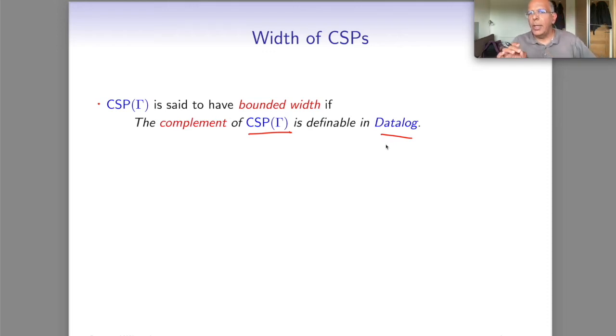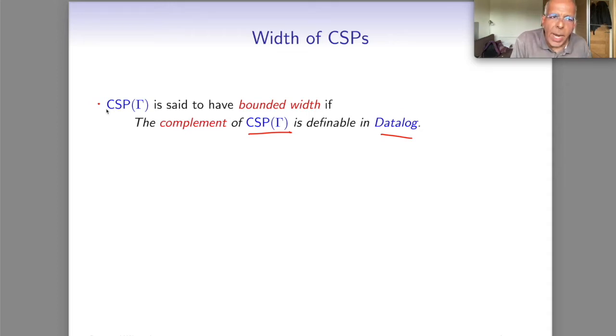Datalog you can think of as the extension of the existential positive fragment of first order logic by a mechanism for taking least fixed points. In that sense, it's a fragment of fixed point logic, which is what we're really interested in. And it's in some sense the existential positive fragment of fixed point logic, which means in particular that in Datalog you can only define classes of structures that are closed under homomorphisms.